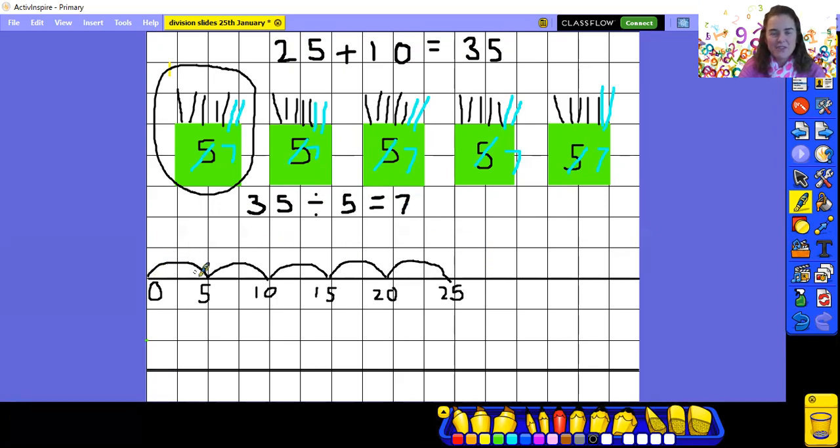So this was our original number line when we counted up to 25. Now I need to get up to 35. So let's count in 5s until we get up to 35. I'm going to do a different color. So add 5 is 30. Add another 5 takes us to 35. So how many 5s go into 35? 1, 2, 3, 4, 5, 6, 7. Fantastic. Well done for having a go at that problem.